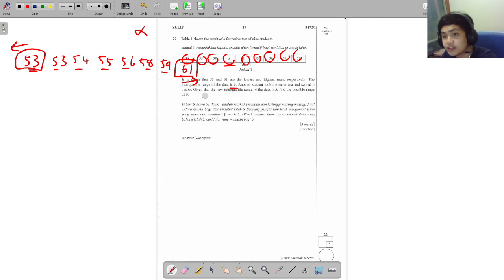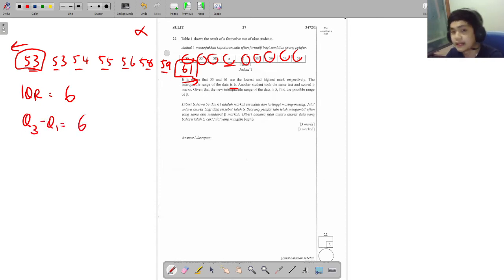So interquartile range is 6. Now, interquartile range is simply Q3 minus Q1. So the third quartile minus the first quartile has to be 6 in this case. So how do we find the third quartile minus the first quartile? What are the possibilities for us to get a third quartile and first quartile difference of 6? If we split the data into half here, there are some possibilities that we can actually use to count.